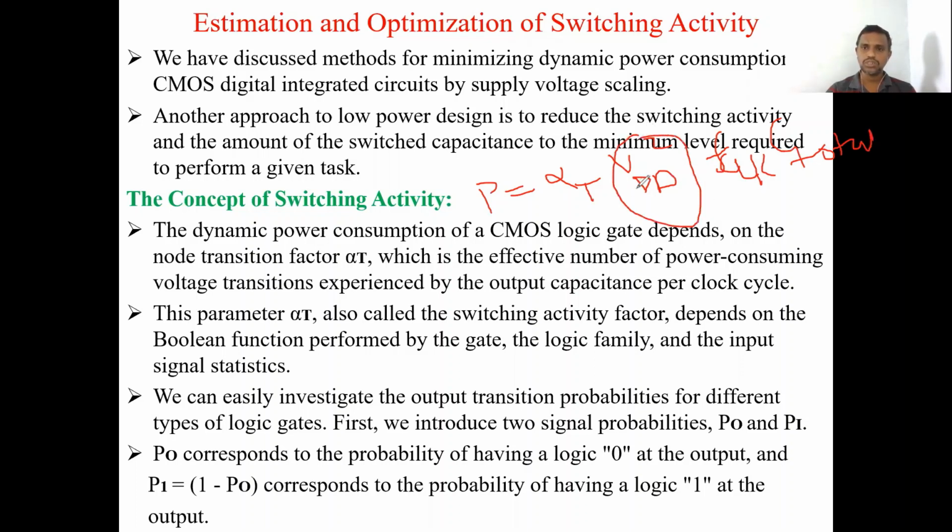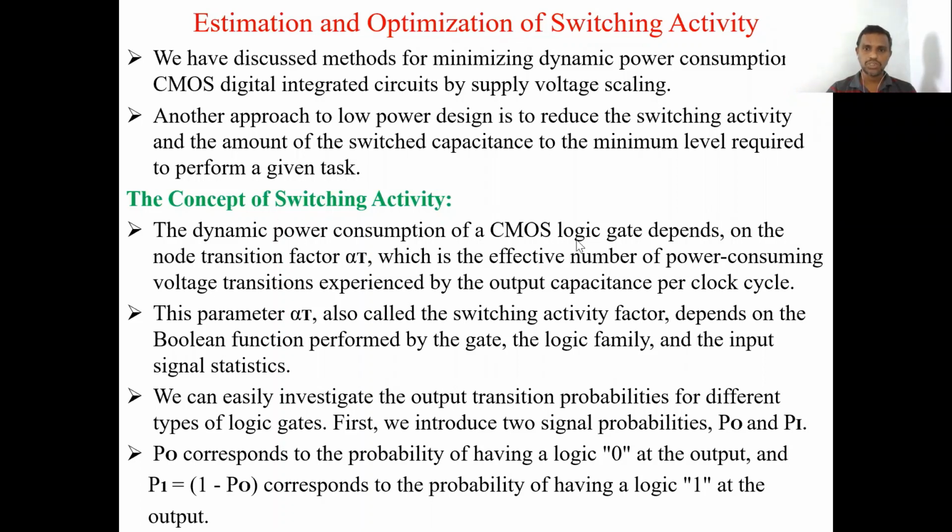We have studied the effect of the supply voltage if you do the scaling, or if you cannot do the scaling, the effect of the supply voltage on the dynamic power consumption, and at the same time the different methods to reduce that dynamic power consumption with voltage scaling. We have seen that in the previous discussions. Now we will go with switching activity. Here alpha T in the dynamic power consumption equation represents the concept of switching activity, which is the node transition factor we generally consider.